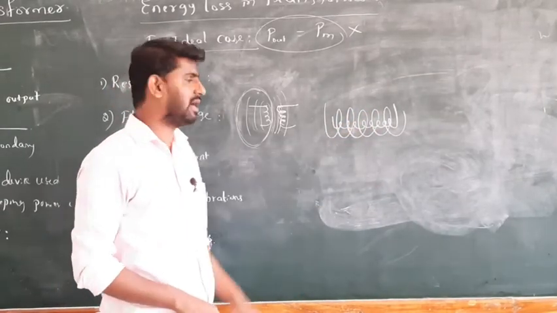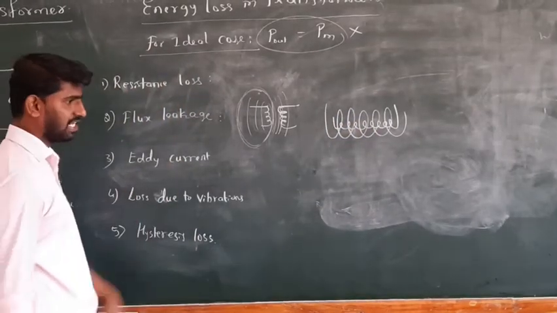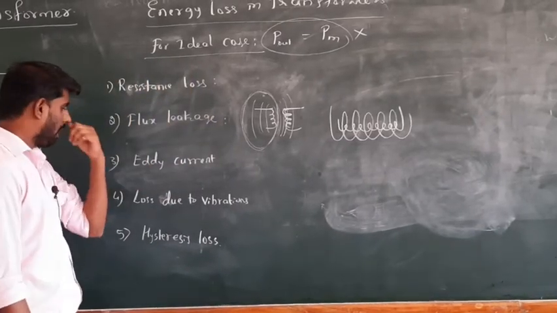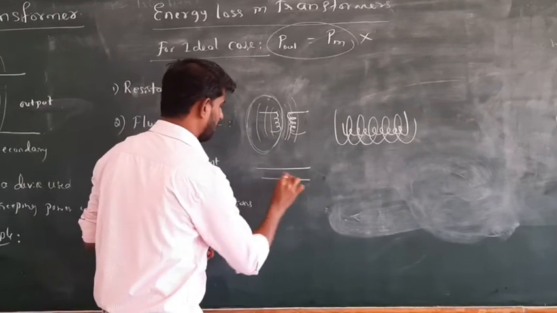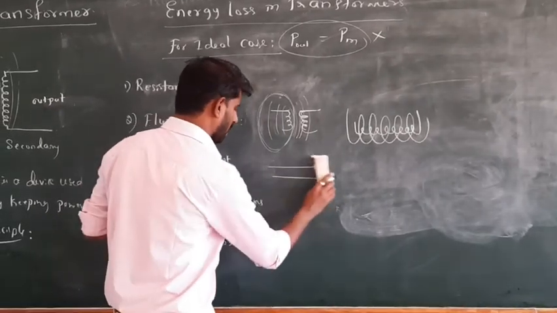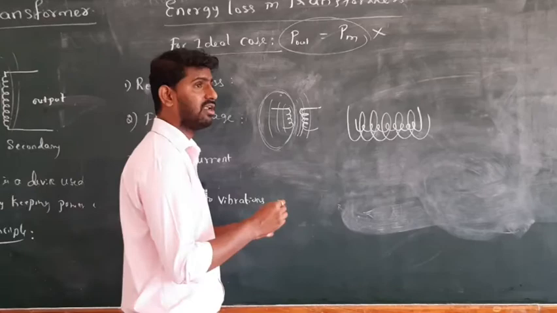This is one way to minimize. And the third one is about eddy current. Okay, so here, when you have coils which are wound on the soft iron core.